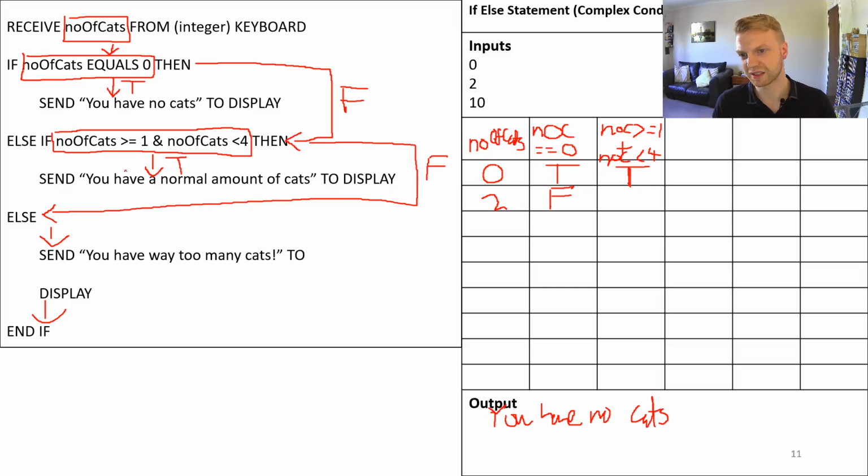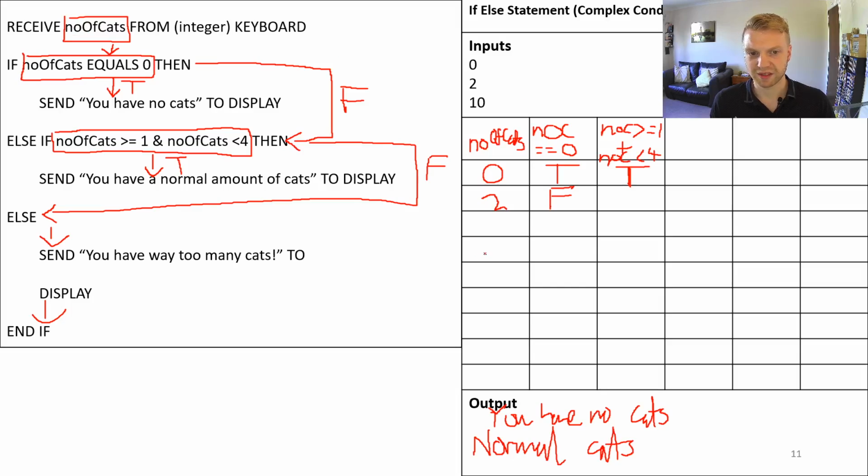And then because T is there, you have a normal amount of cats. I'm not writing all that. That's too much for this mouse. So I'll just write normal cats, right? Then the program would end. Go back round because we start again.